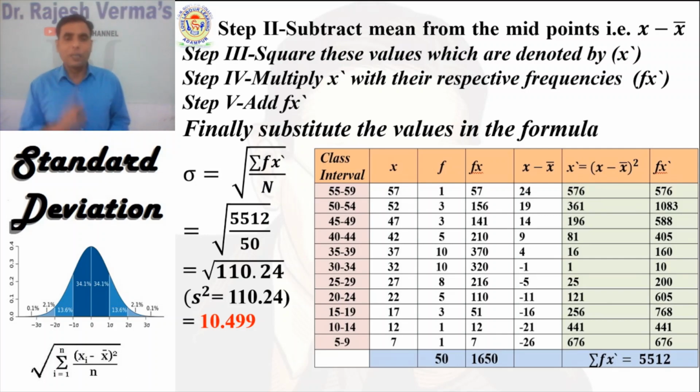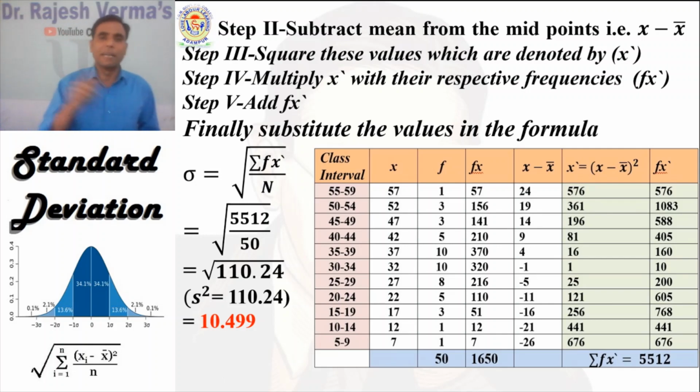One more point I have to add here, dear friends: in various videos and books, you will find that someone is dividing by n minus 1. So if you divide the sum of the product of the frequency and x dash, that is the squared deviations, by the total n, that will be the SD of the population. But if you want to calculate the standard deviation of the sample, then you have to reduce 1 from the total of frequencies. In that case you have to divide by 49 instead of 50.